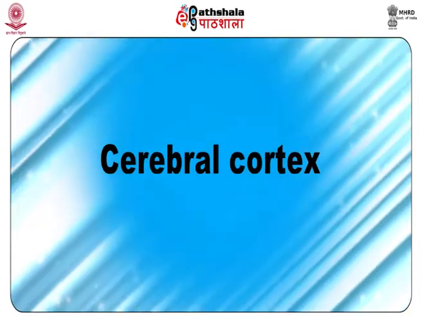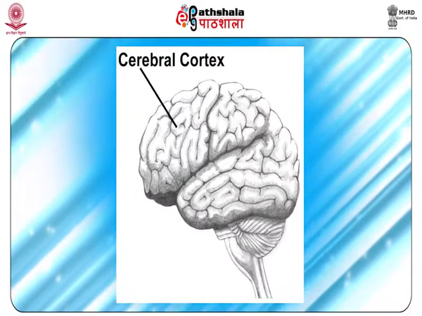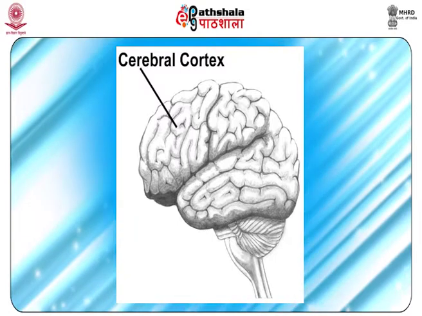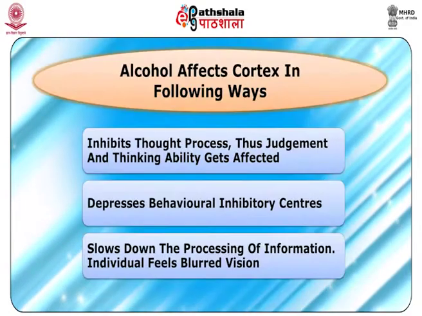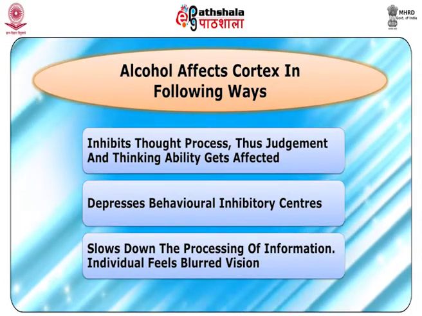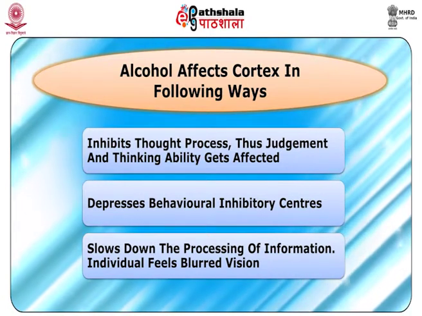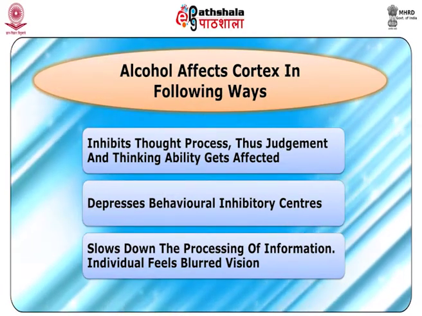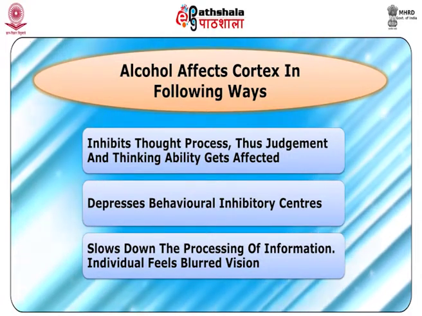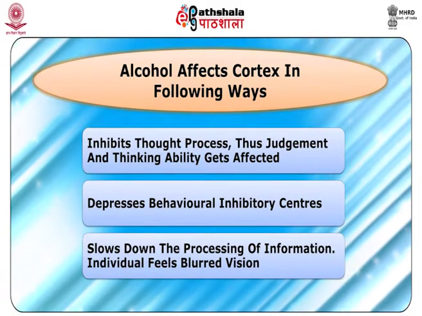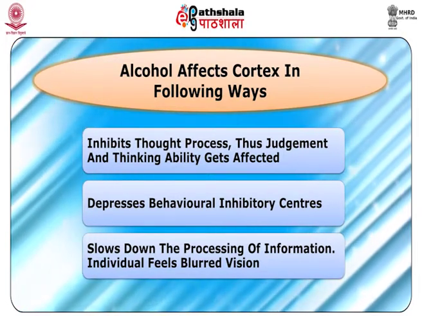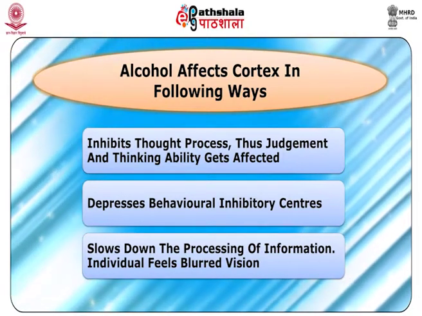First is the cerebral cortex. It processes information obtained from various senses, processes thoughts and consciousness, and initiates the movement of various voluntary muscles. Alcohol affects the cortex in the following ways. It inhibits the proper thought process, thus the judgment and thinking ability of a person gets affected. It depresses the behavioral inhibitory centers. As a consequence, the person becomes overconfident and more talkative.